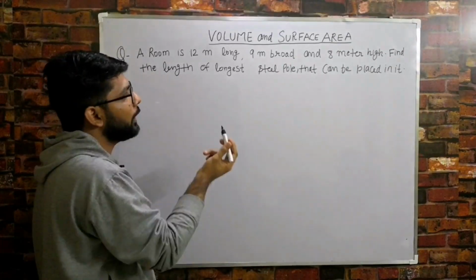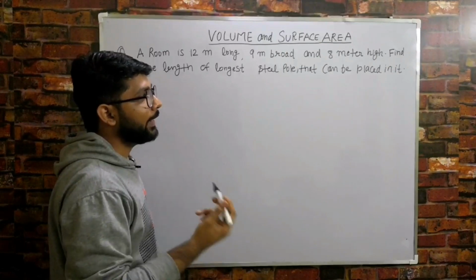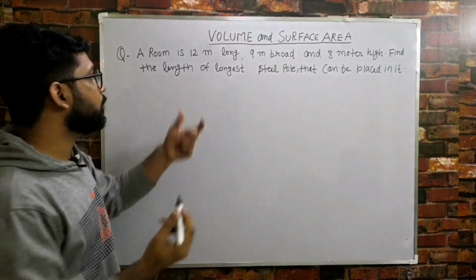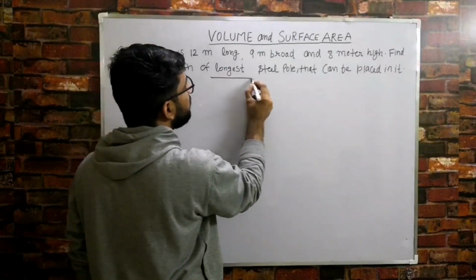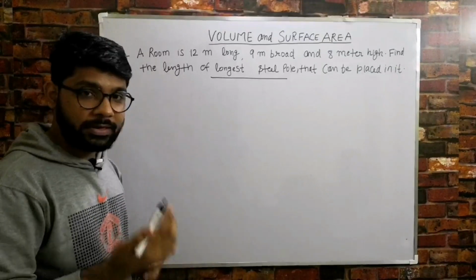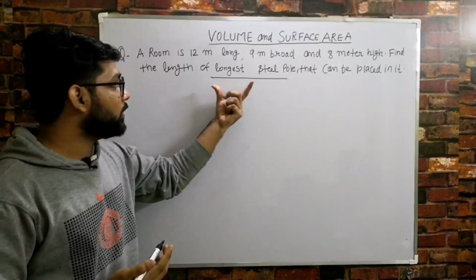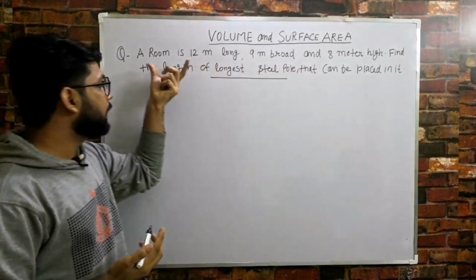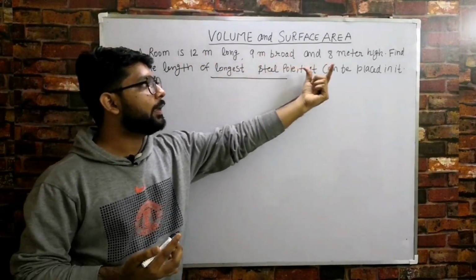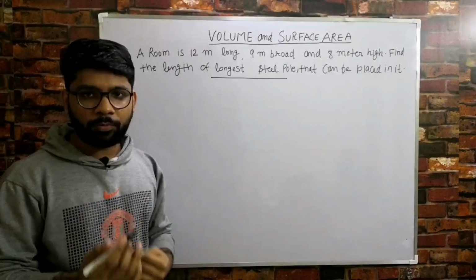Find the length of the longest steel panel that can be placed in it. As we discussed earlier, here we have to find out the longest steel panel that can be placed in it. Means we have to find out the diagonal, as we discussed in the formula part. The longest steel panel that can be fit in the given room. Here the length is given 12 meter, breadth is given 9 meter, and 8 meter is the height. Means the given room is a cuboid.